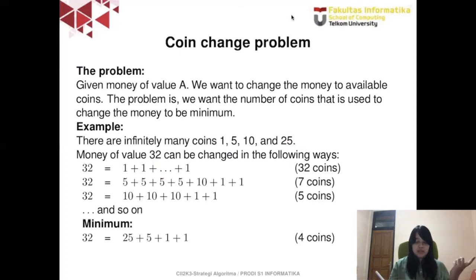First, we can change it by 32 coins of value 1, or we can change it to 4 coins of value 5, 1 coin of value 10, and 2 coins of value 1, so that we get 7 coins in total. Or we can also have 3 coins of value 10 and 2 coins of value 1, which means we have 5 coins in total. But the minimum number of coins, the best solution we have for this problem, is 1 coin of value 25, 1 coin of value 5, and 2 coins of value 1. So in total, we have 4 coins to change the money of value 32.